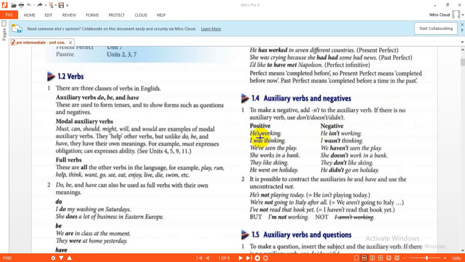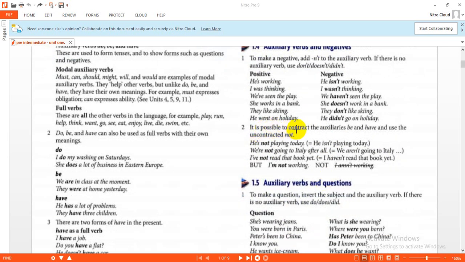Positive, negative. He is working. He is not working. I was thinking. I wasn't thinking. We are seeing the play. We haven't seen the play. She works in a bank. She doesn't work in a bank. They like skiing. They don't like skiing. He went on holiday. He didn't go on holiday.